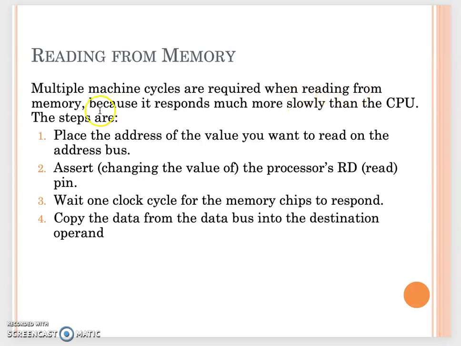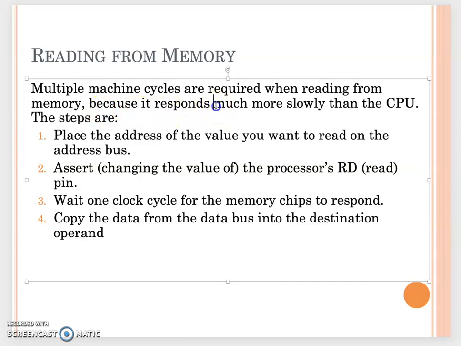When you're reading from the memory, it responds much more slowly than the CPU because it has a couple of things to do. The first thing, if I only know the address, is that I need to place the address of the value on the address bus. This address bus will be used to access the memory to see the data. Then we need to wait one clock cycle for the memory chip to respond, and copy the data to the data bus.